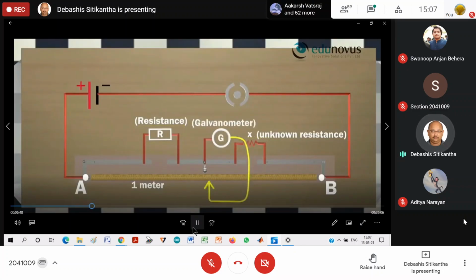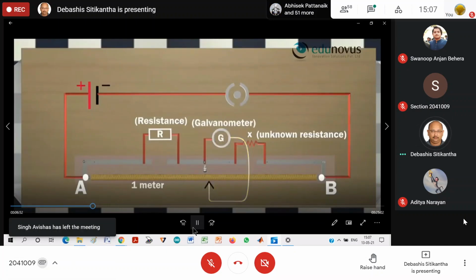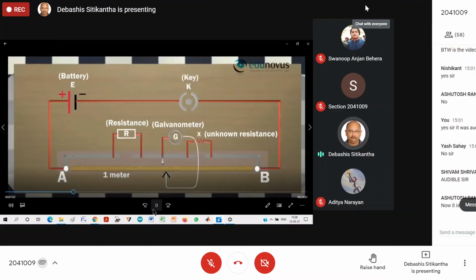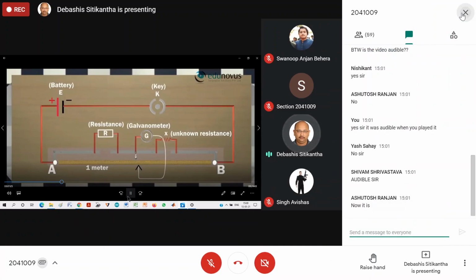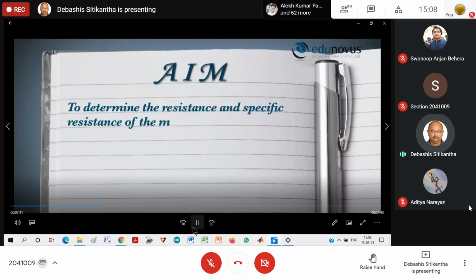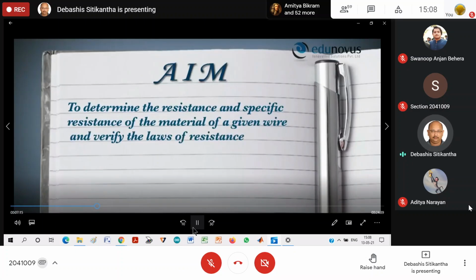and the other end of the galvanometer is connected to a jockey. Across the 2 terminals A and B, there is a battery E connected along with the key K. This is the general arrangement of the meter bridge to find the unknown resistance, to determine the resistance and specific resistance of the material of a given wire and verify the laws of resistance.